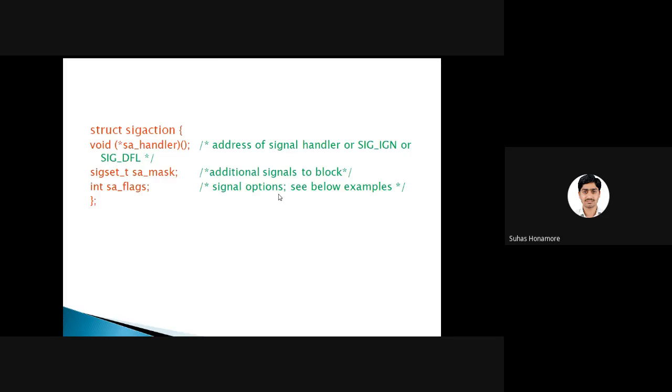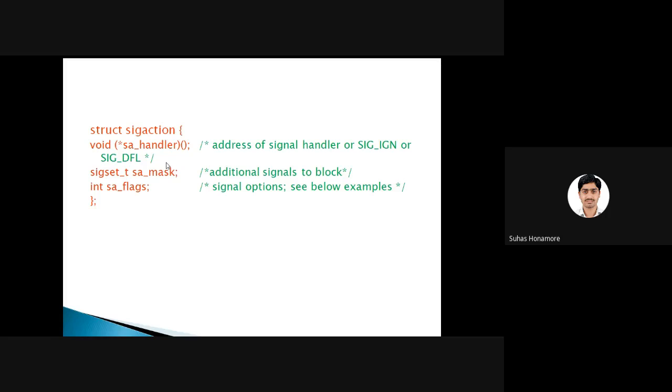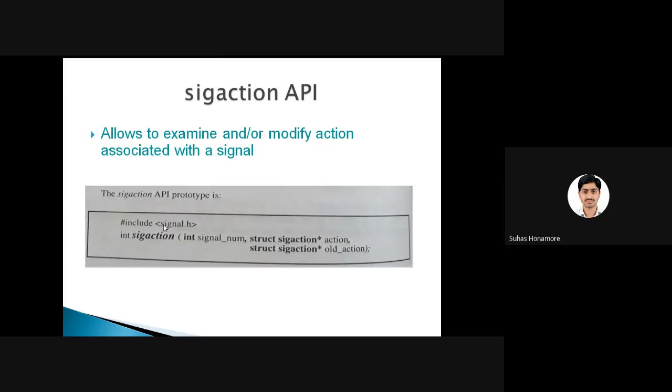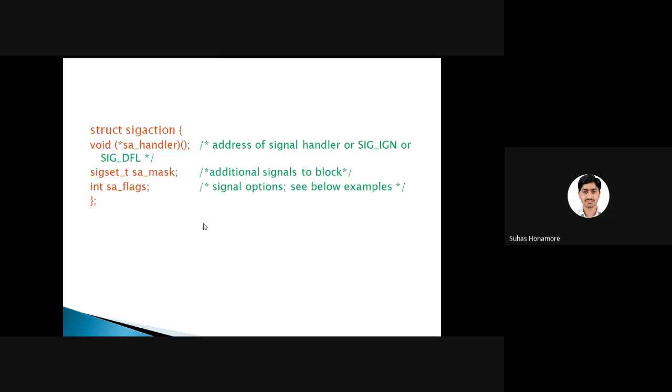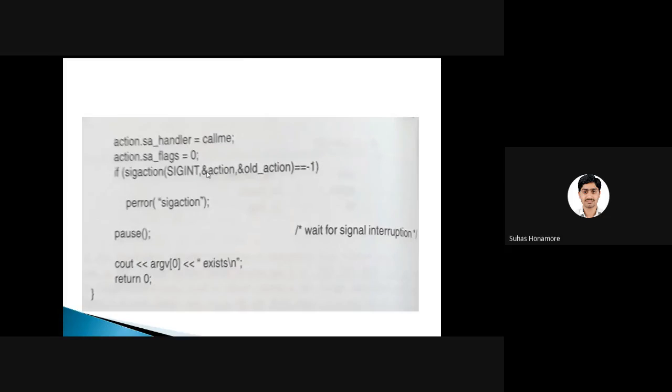For that we'll see one example. Here this is one example, and this structure is defined in the signal.h header file. This is C++ code that we have written. The content is one call-me function, which is the handler we are going to write. Whenever main starts, we create sigset_t, a variable for masking.